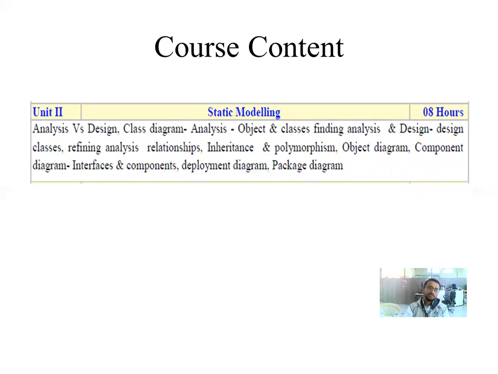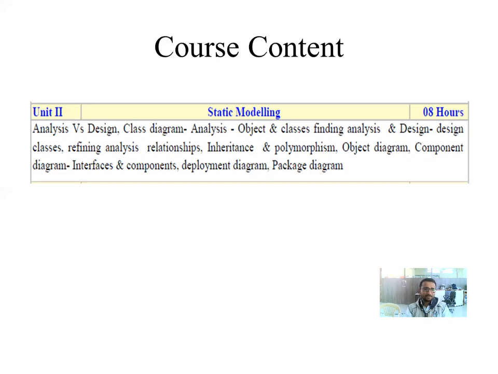Then unit number 2 is there, that is nothing but static modeling. So in this static modeling, we are going to cover different types of topics, that is analysis versus design differentiation. Then class diagram analysis is also there. Then finding objects and classes in analysis is there. Then design and design classes are there. Refining analysis relationships is there. Inheritance and polymorphism is there.